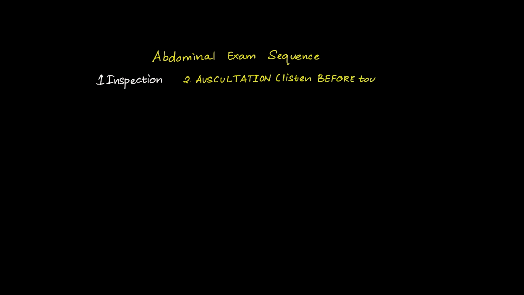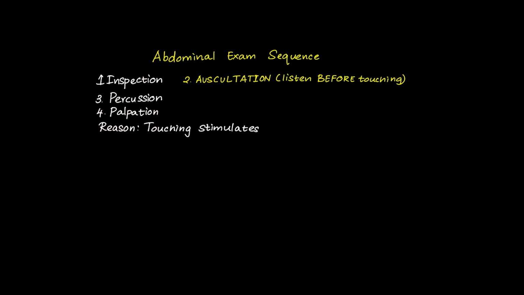If you palpate or percuss the abdomen before you listen, you physically stimulate the bowel. That stimulation can speed up or alter bowel motility, which changes the sounds you hear. So you'd be listening to artificially altered bowel sounds instead of the patient's true baseline. By listening first, before you touch anything, you get an accurate read on bowel sound frequency and character.